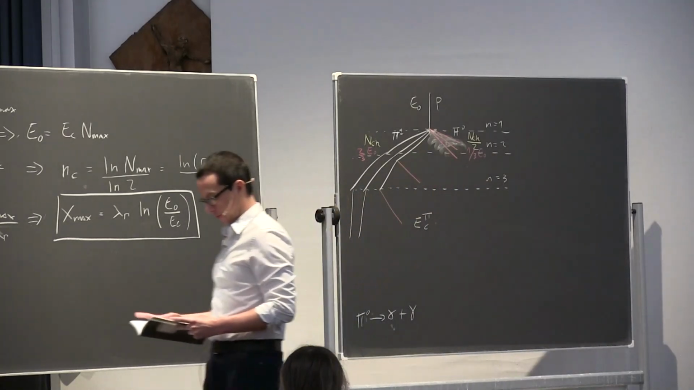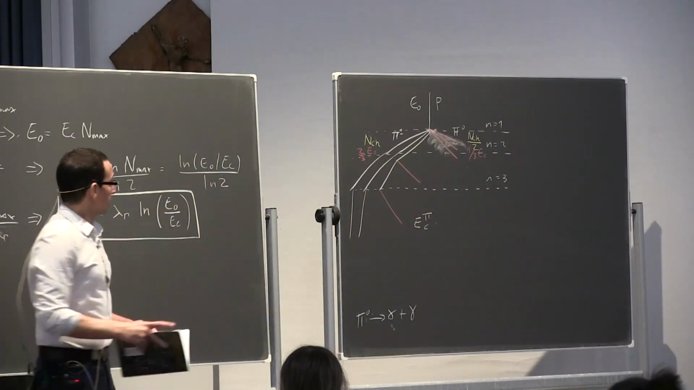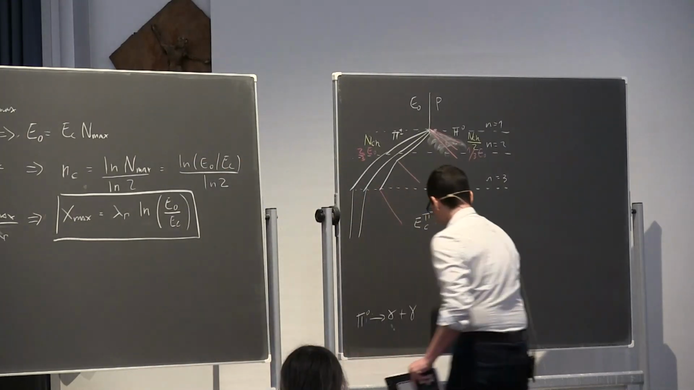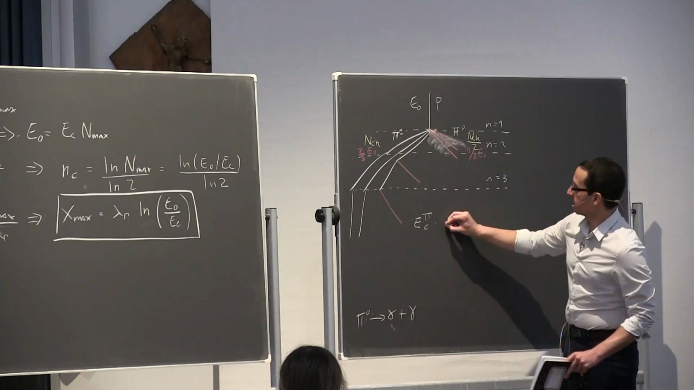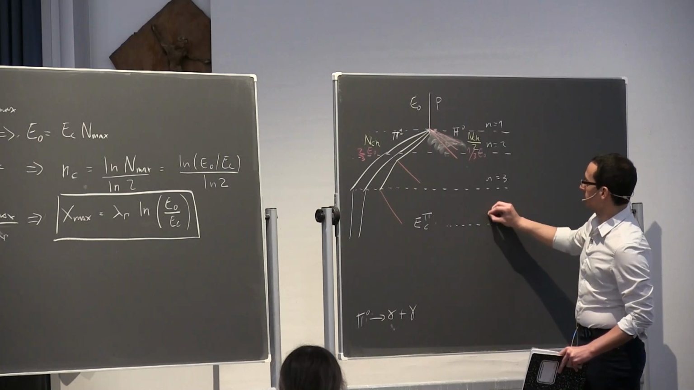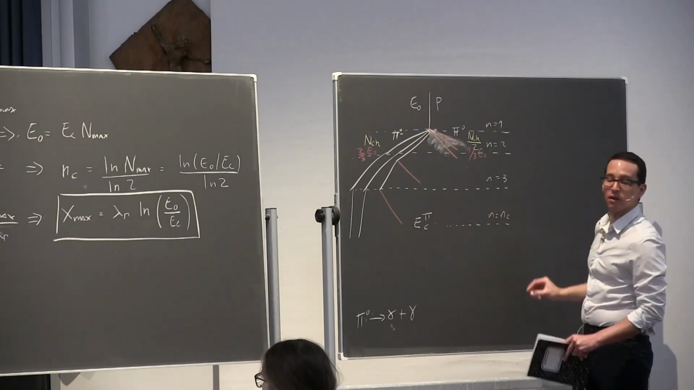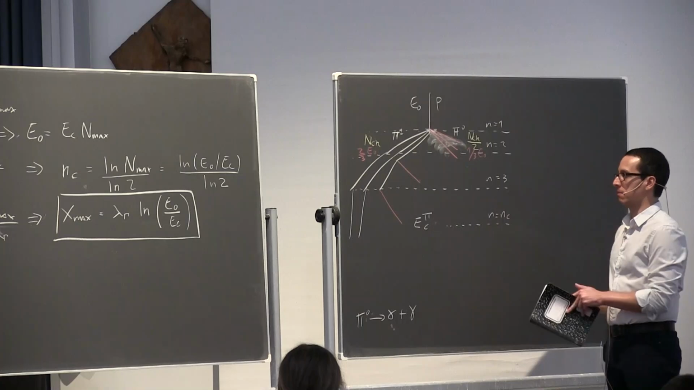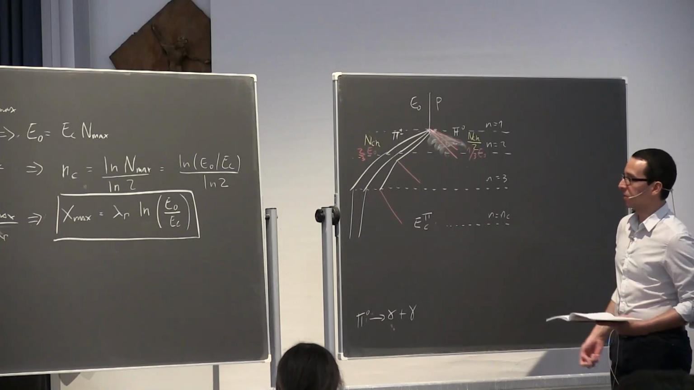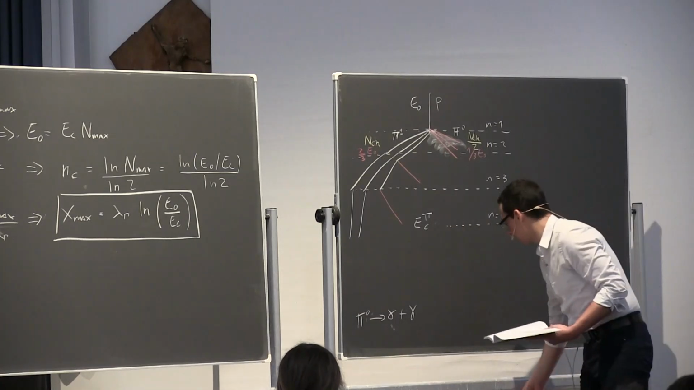All right, so far so good. So the cascade, as I said, continues until we reach this energy, and this energy is reached at some level like before. I'm going to call N critical. That's when the shower is maximum. So let me write something like what I wrote there.